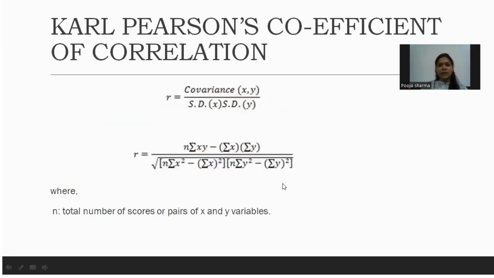This is the formula for calculating the Karl-Pearson coefficient of correlation, which is the covariance between x and y divided by the standard deviation of x and the standard deviation of y. The other method is nothing but a simplification of this formula.